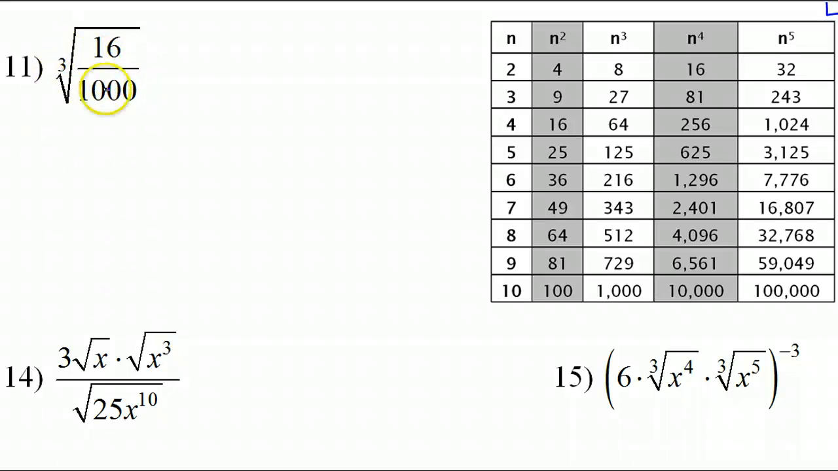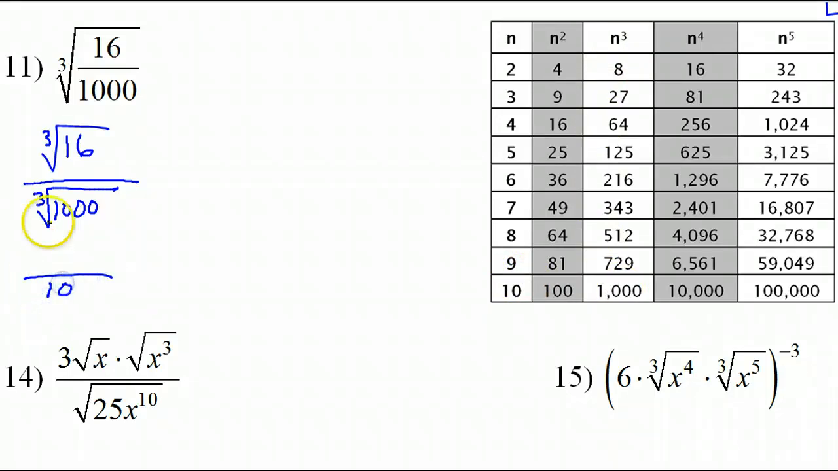If you have the cube root of a fraction, that is the same thing as having the cube root of the numerator and the denominator separately. So let's go ahead and do that. Now, I'm loving the denominator here because the cube root of 1000 is 10. So that's just going to straight become a 10 down there.